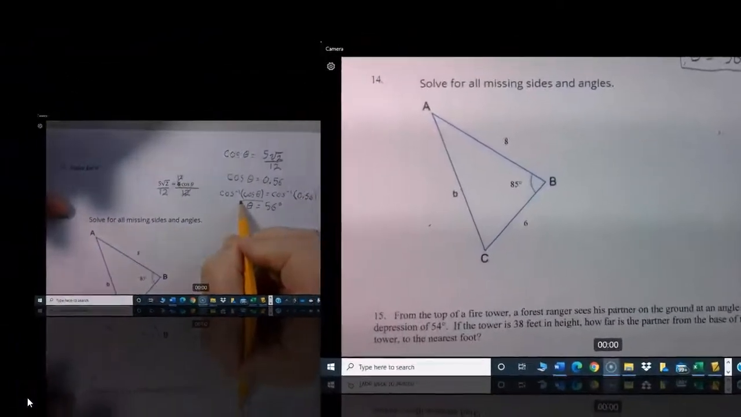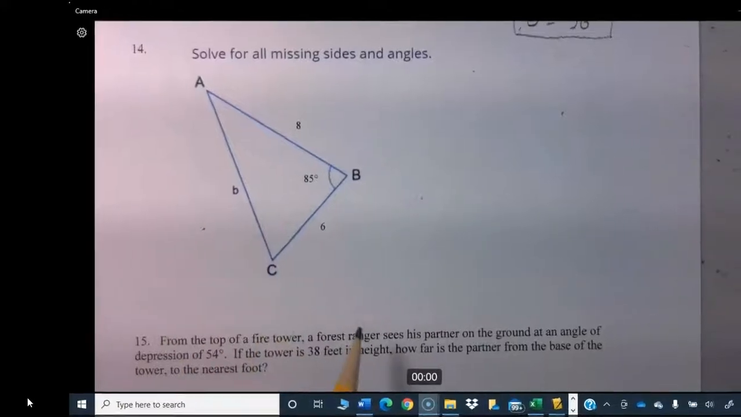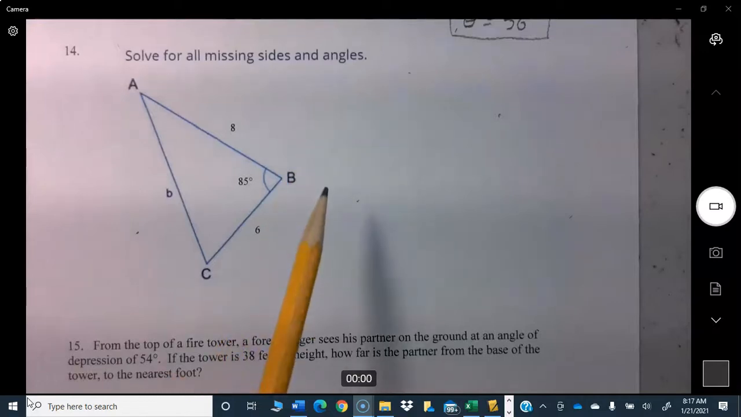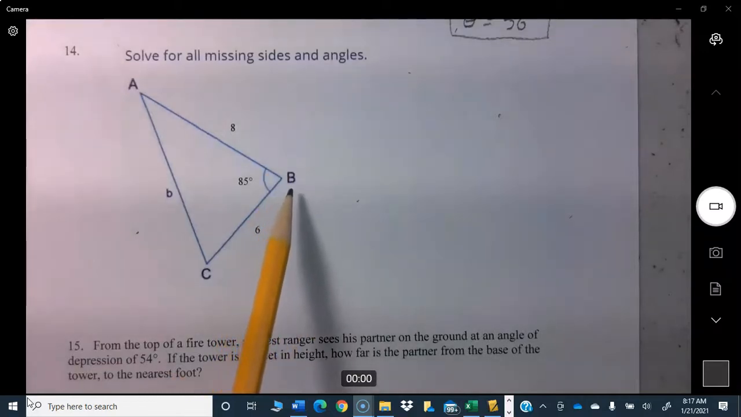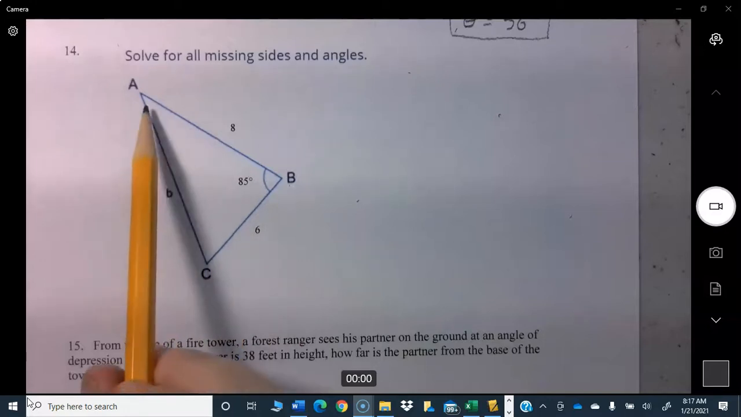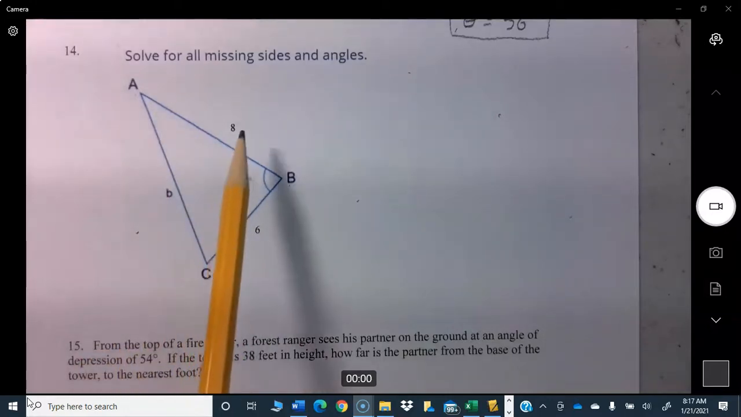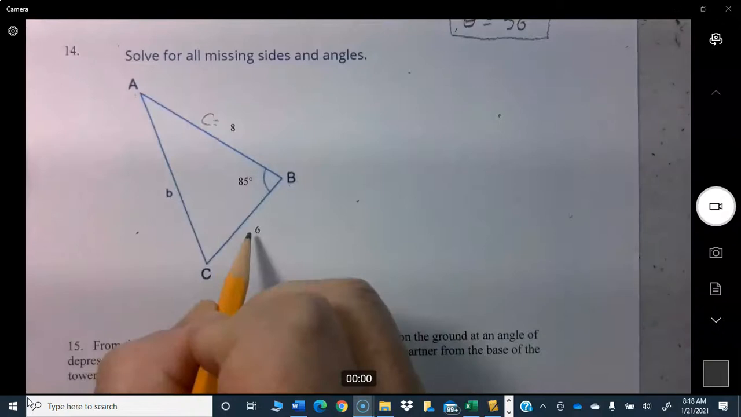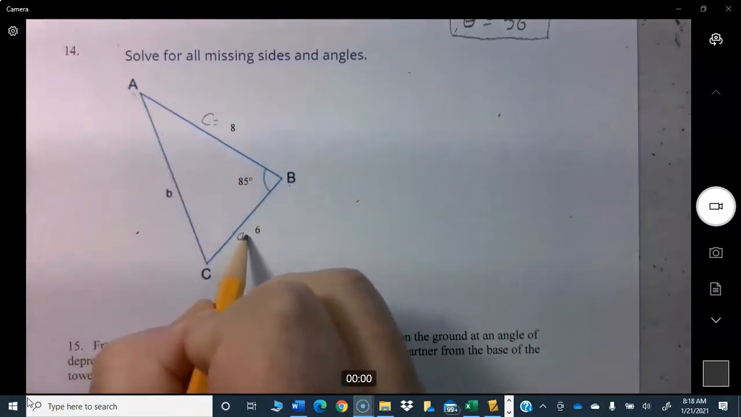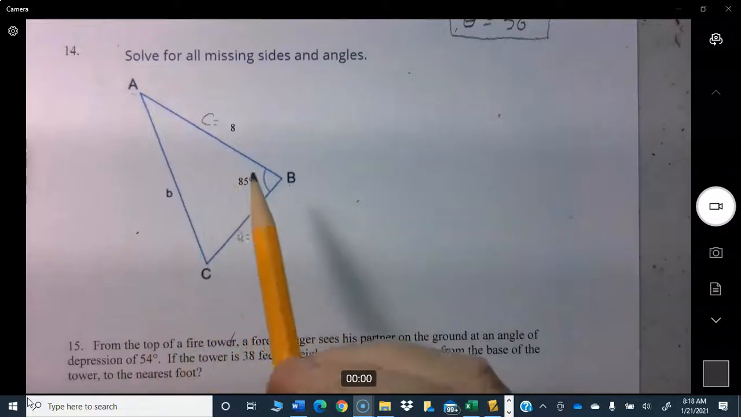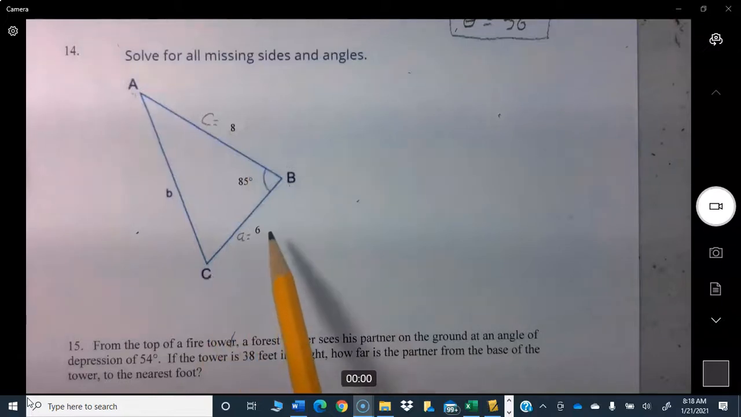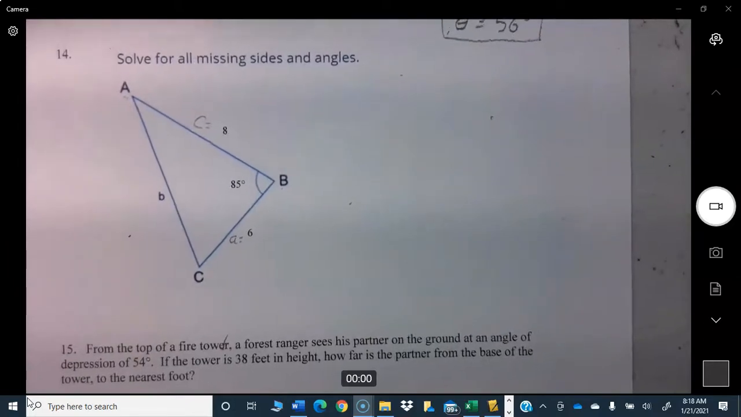All right, number 14. They want you to find all of the sides and all of the angles. So we'll go ahead and do that. To use law of sines, you have to have an angle and its corresponding side. So you have to have angle B, side B, or angle A and side A, or angle C and side C. Let's go ahead and label this. If this is angle C, this is side C. And if this is angle A, then the opposite is side A. Well, we don't know any of those pairs. We know angle B, but not side B. We know side C, but not angle C. We know side A, but not angle A.